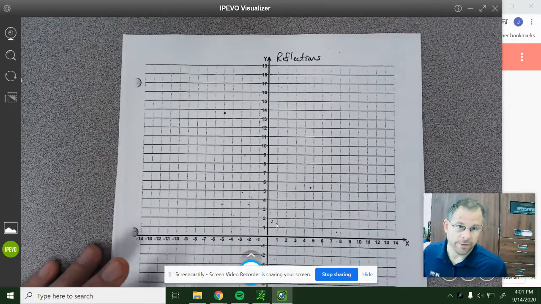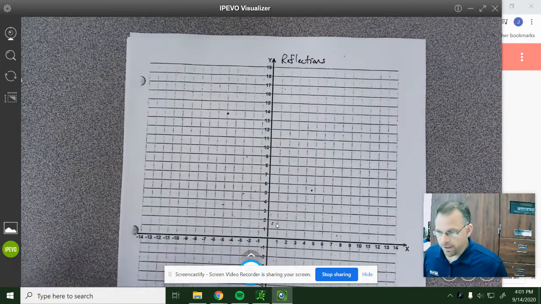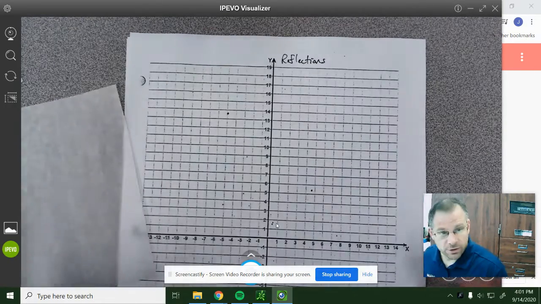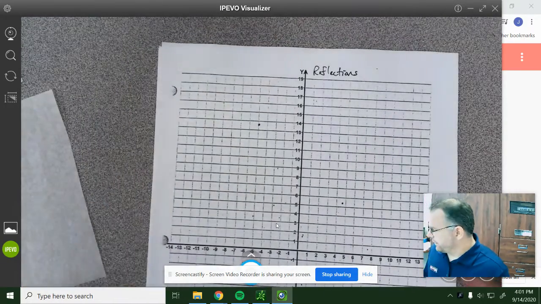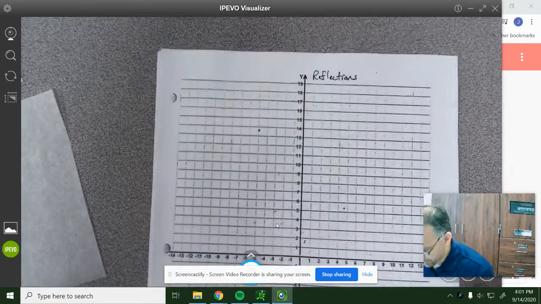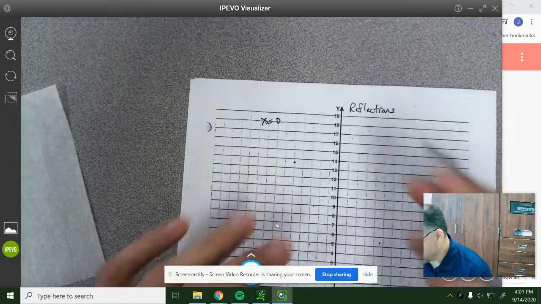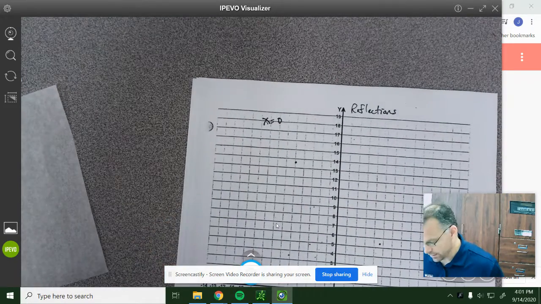Okay, we're going to look at reflections now. I'm going to give you a couple of reflections and some examples of them, and you can find ways to use them. So the first reflection, I'm going to show you how to reflect across the line x equals 0. How do we reflect across the line x equals 0?